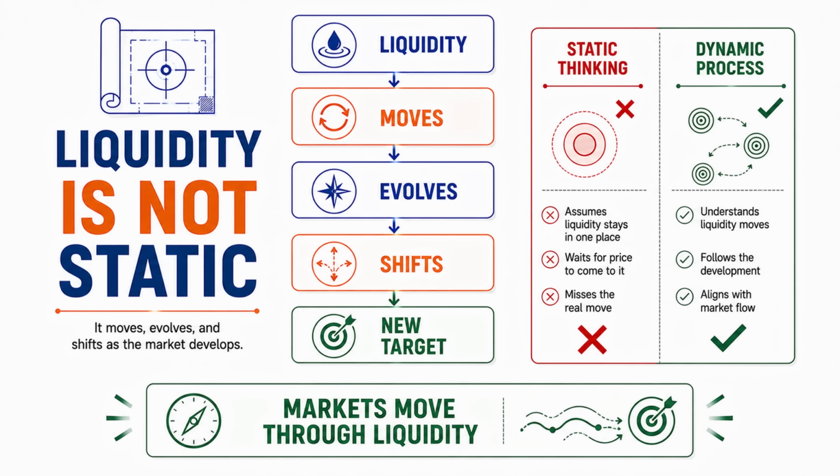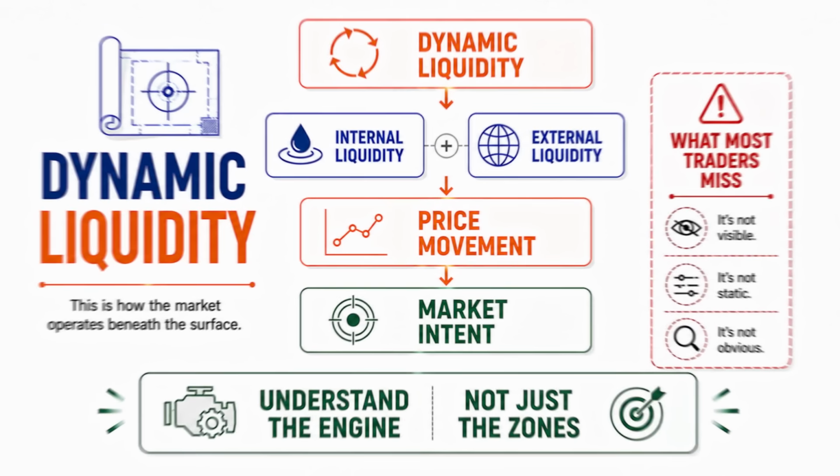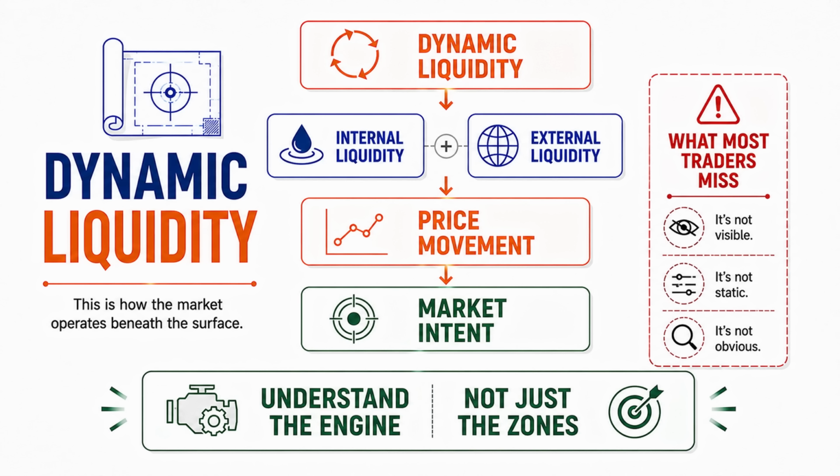And this highlights a key principle. Markets do not simply move from one zone to another. They move through liquidity. And once your execution is aligned with that process, the next step is to understand what actually drives price from one level to another. Because liquidity is not static. It is constantly moving, evolving, and shifting as the market develops. And this is exactly where most traders start to lose clarity again. So the next step is understanding how the market operates beneath the surface through dynamic liquidity.